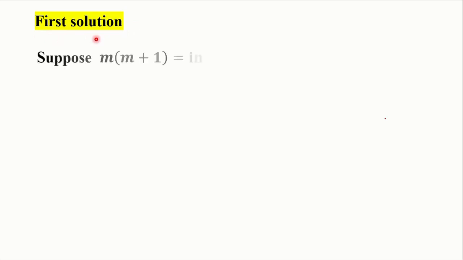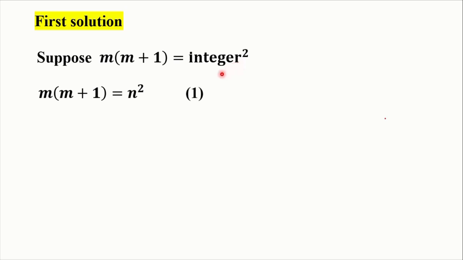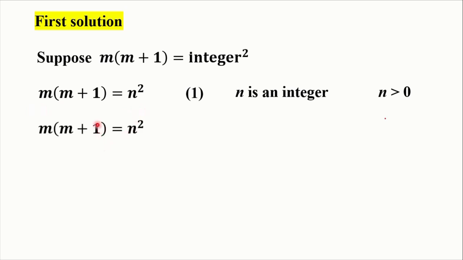First, we suppose that the initial statement is wrong, so m times m plus 1 can be the square of some integer. We denote this integer n, where n is greater than 0, and analyze equation 1. First, we remove the 1 here, so we decrease the left-hand side. On the left we will have m squared, so we can write that m squared is smaller than n squared.